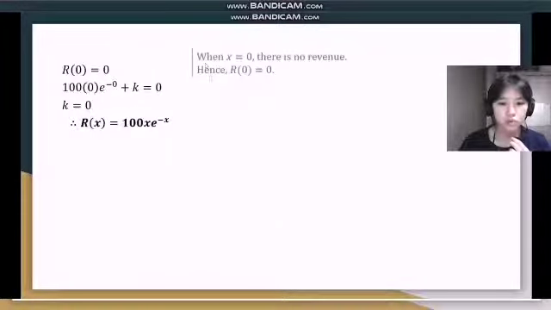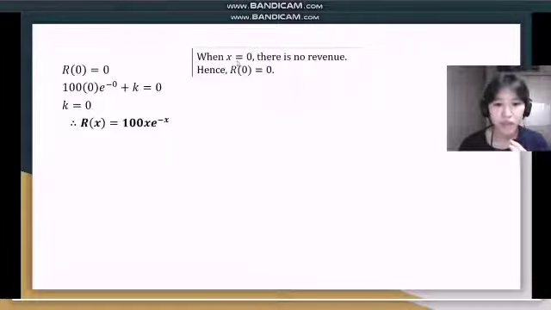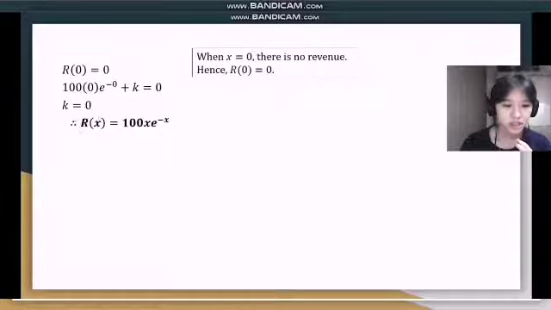Okay, so when there is no production, x equals 0, there is no revenue. Hence, R(0) equals 0. And then we sub back the equation just now, and we get k equals 0, which means that the total revenue function R(x) is equal to 100x e raised to the negative x. That's all. So I will pass to Kok H'ng for the next question.